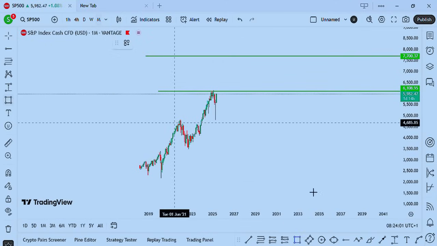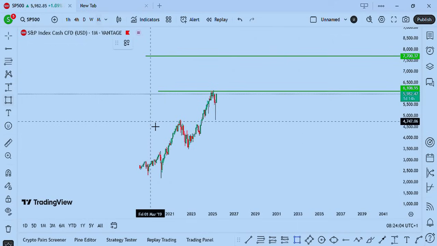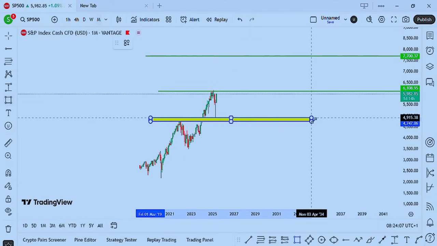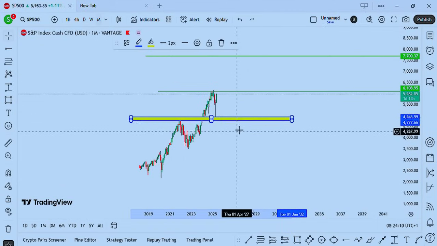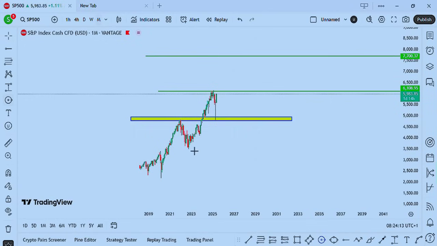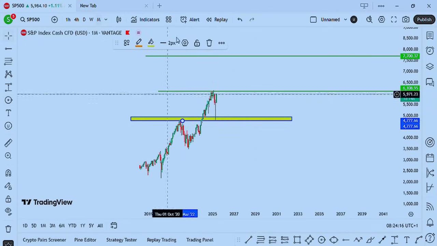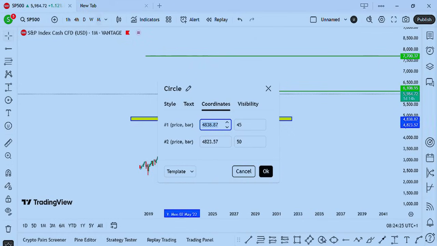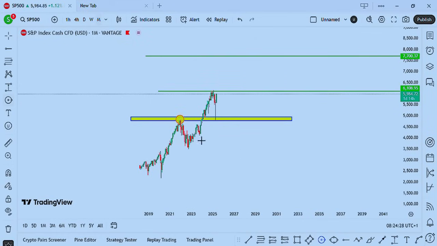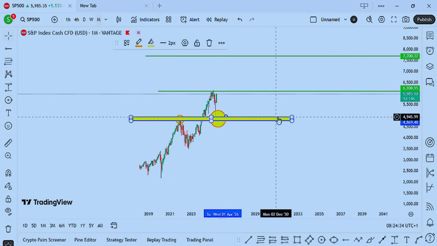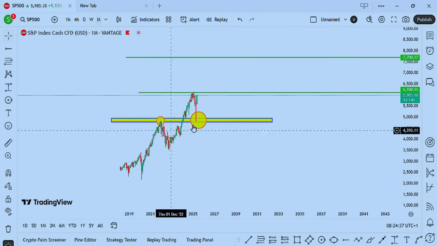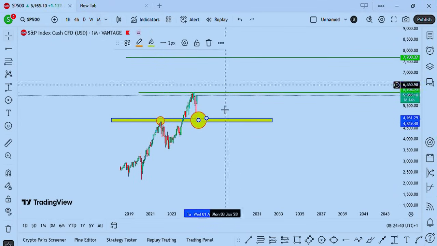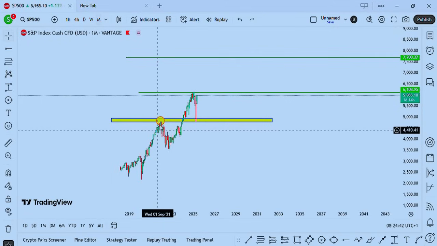Another place that we also use to predict this is this resistance that has now turned support here. Let me plot this level. This resistance here that has now turned support. Resistance turned support.